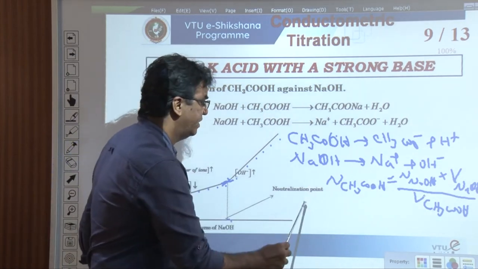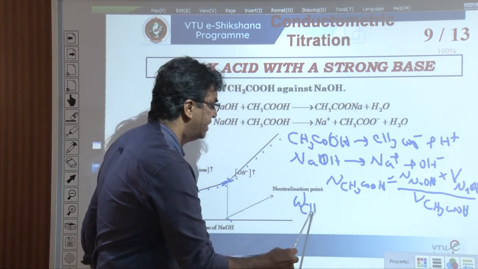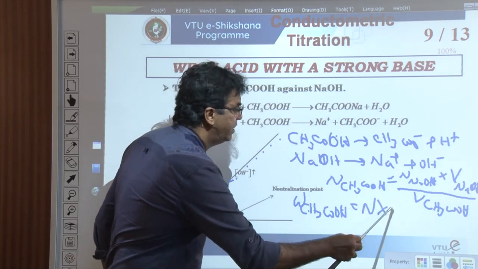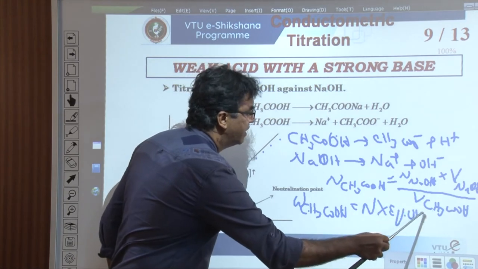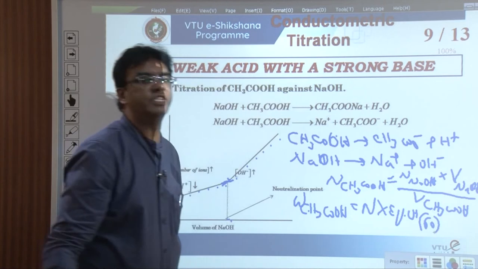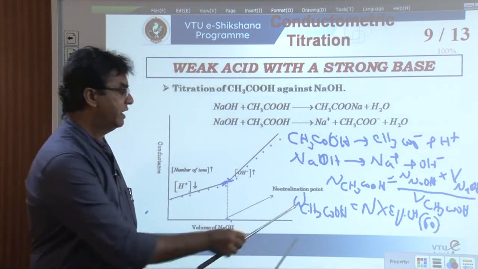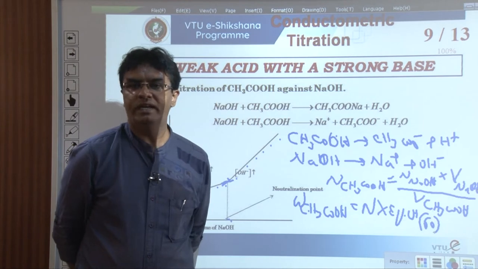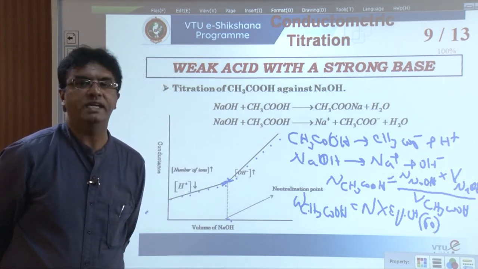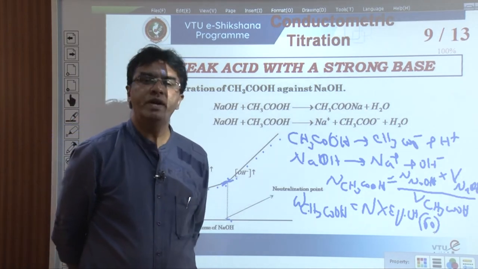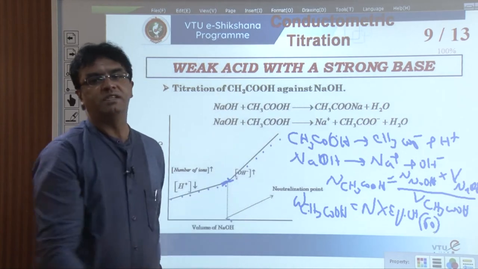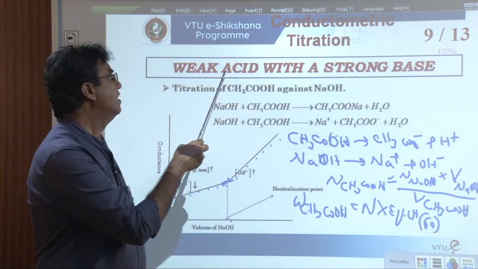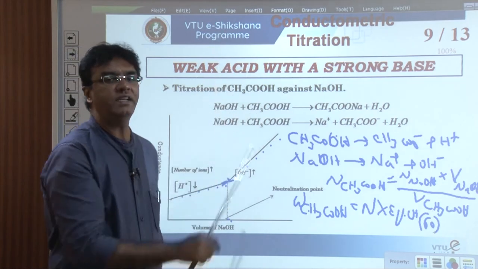Then, once you know the normality, the weight of acetic acid per dm cube is equal to normality of acetic acid into its equivalent weight. The equivalent weight of acetic acid is 60, thereby you can exactly find out the amount of acetic acid dissolved per liter of the solution. Thereby you are estimating acetic acid conductometrically by carrying out conductometric titration of acetic acid against sodium hydroxide. So, this is an example of conductometric titration of a weak acid with a strong base.